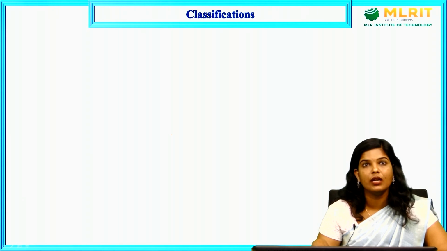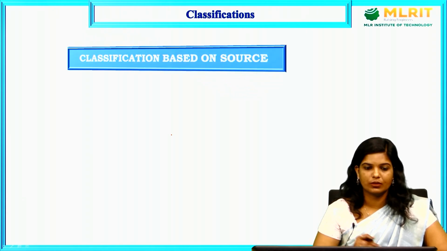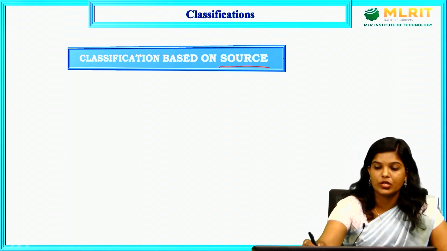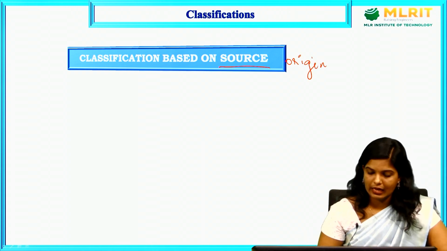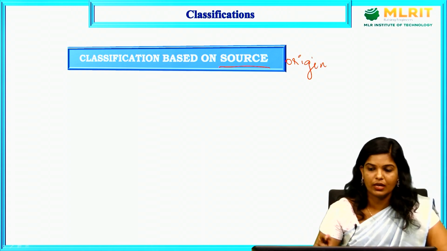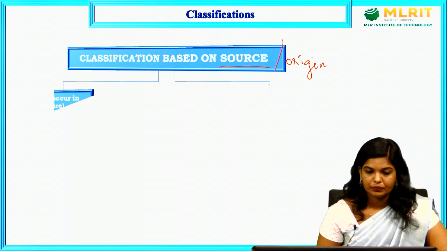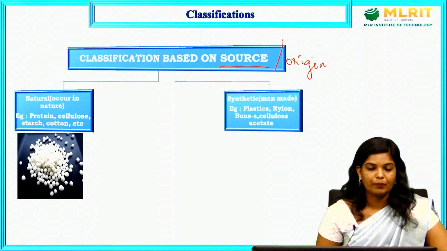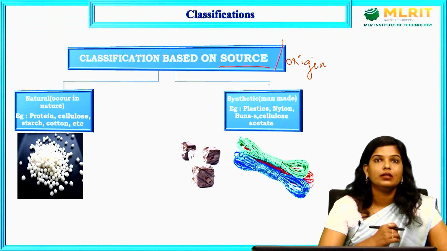So the first one is based on the source. Classification based on the source. Now what does source mean? From where it originated. Origin. So classification based on origin also we can write, like source or origin. In that case, it can be classified into two different types, that are natural and synthetic.